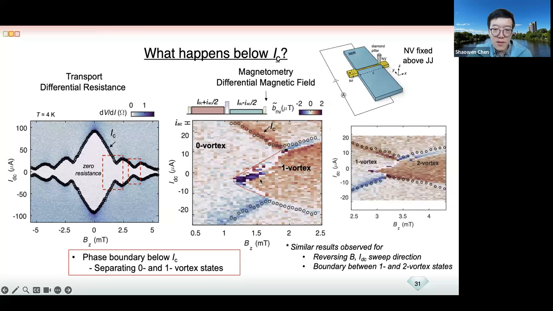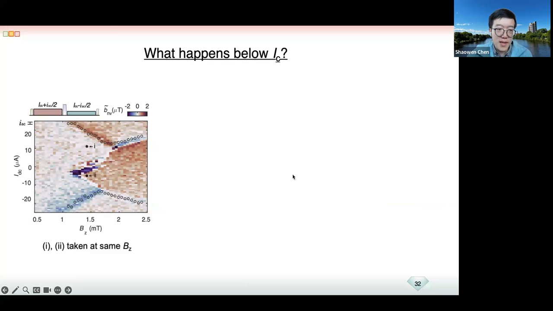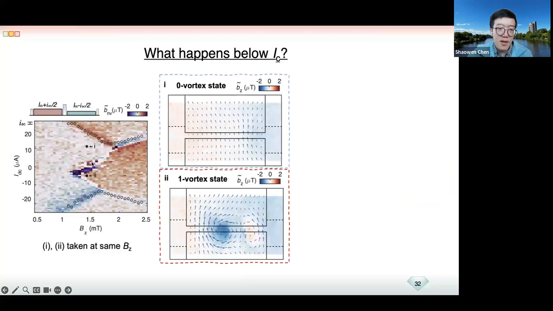Okay, so let me show you the evidence of this 0 and 1 Josephson vortex. We again use the same sequence to measure the local AC magnetic field generated by the AC current, but now take a spatial map, either at this part of the phase diagram or inside this part of the phase diagram. And we see very different features. Indeed, in the first part, we see almost featureless, which corresponds to a 0 vortex state. And in the second part, we see this double loop feature, which is reminiscent of what you saw before of the 1 Josephson vortex case.